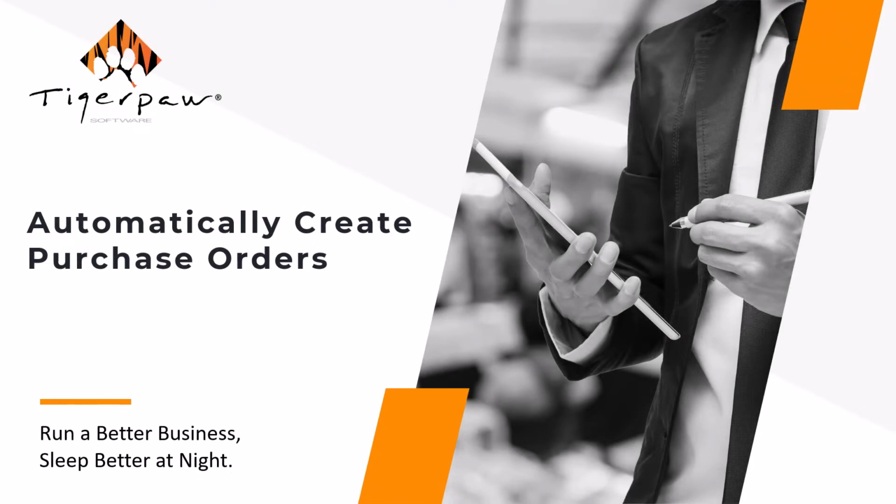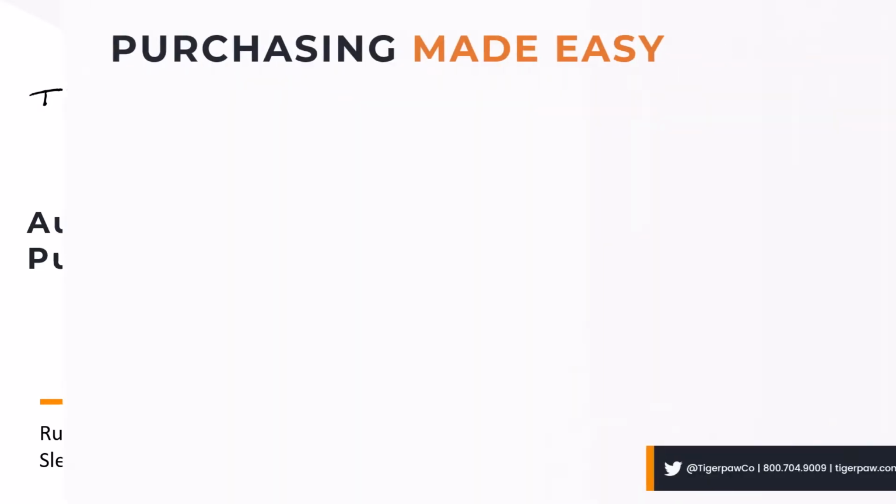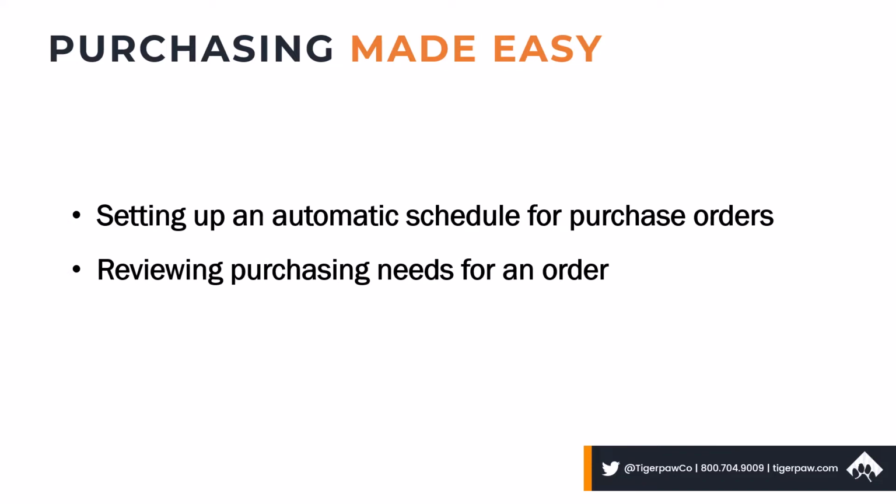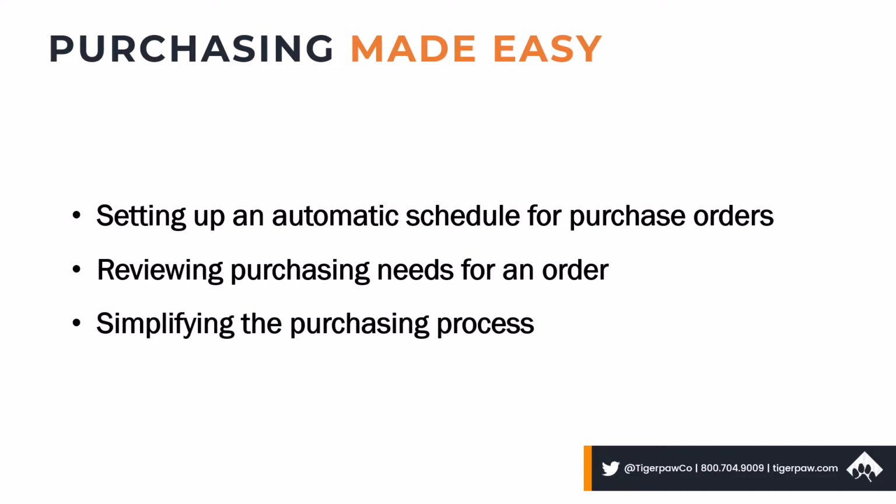Thank you, James. Creating purchase orders to order the products you need to complete jobs or fulfill supply requests is a pivotal part of keeping your customers happy and your inventory clean. Tigerpaw has always tried to simplify this with our purchase order wizard, and we've taken that ideology to the next step with our Auto PO functionality. In this video, we will discuss setting up an automatic schedule for purchase order creation, reviewing purchase order needs for an order, and simplifying the purchasing process. To get started, let's head over to Tigerpaw.